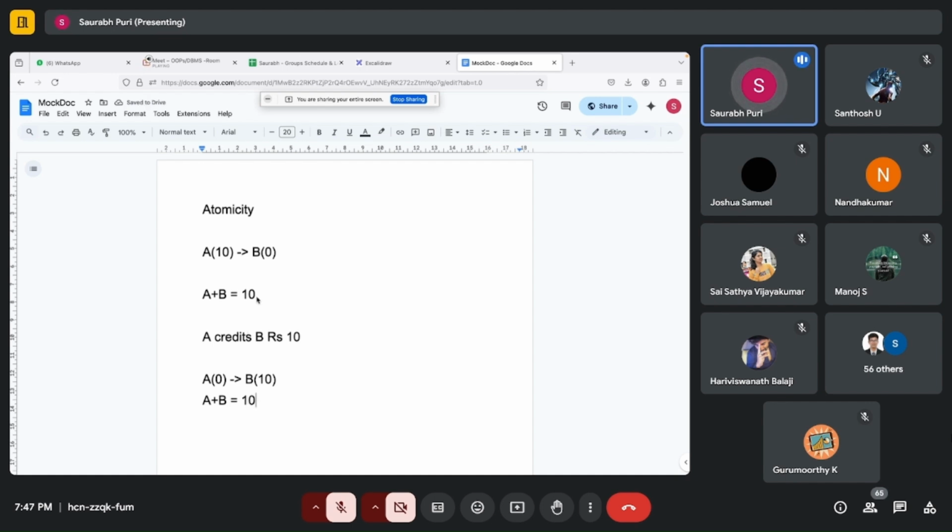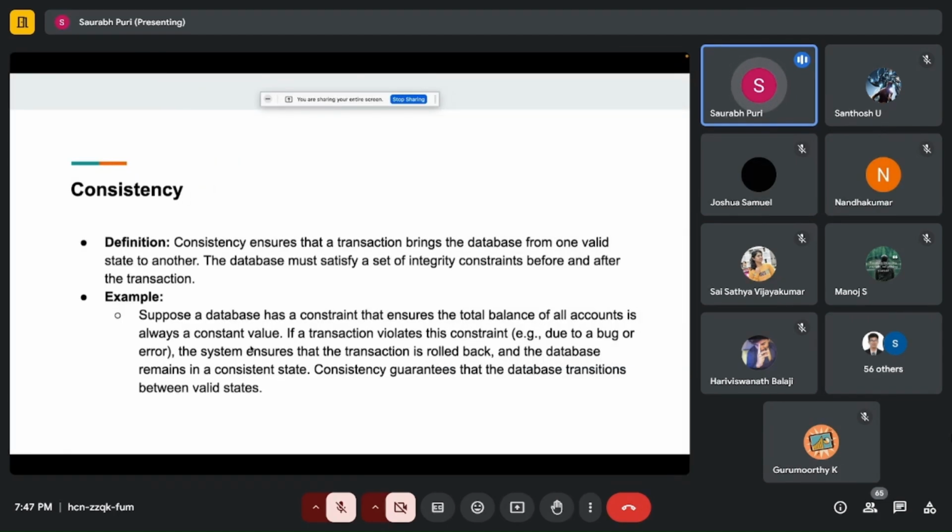So this is one valid state to another valid state, right? There should not be a discrepancy in the total amount. Your total amount remains the same, however your individual amounts vary, right? So you have an example over here in the theoretical part, right? It has a constraint that ensures the total balance of the accounts is always constant, right? If your transaction violates this constraint, your transaction will be rolled back, right? It should not be happening like that.